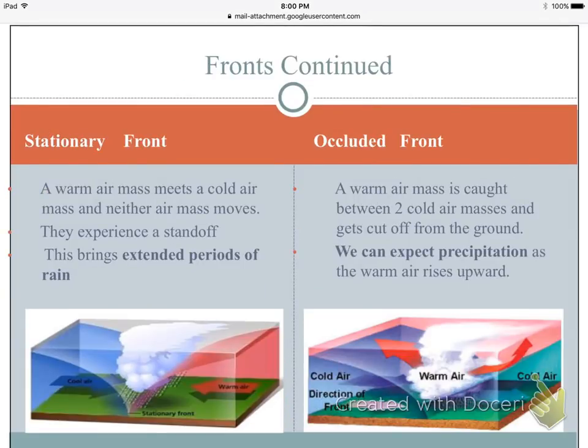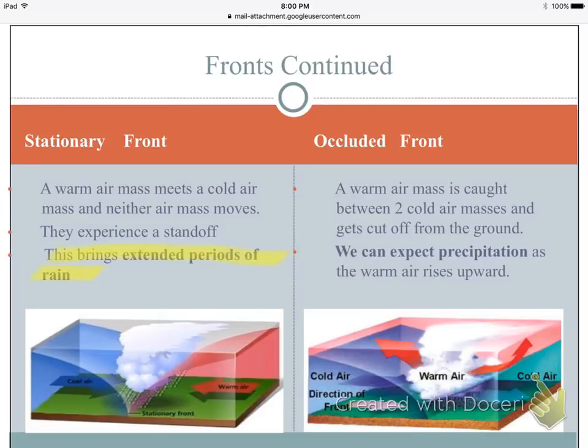The third type of front is a stationary front, and that's just as it sounds. When things are stationary, they're not moving. So a stationary front is whenever you have your warm and your cold air mass meeting, but neither one is going to overtake the other. So instead, they experience a standoff. Whenever this happens, it's going to bring rain, and depending on how long the standoff is, it can possibly bring extended periods of rain.